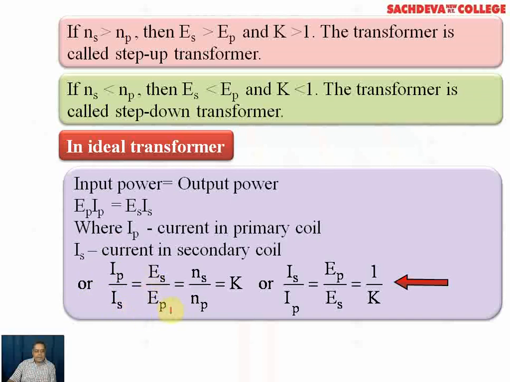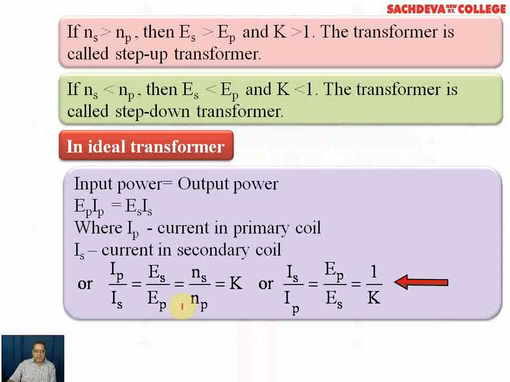But when we take Ns and Np, they are in direct proportion with Es over Ep. So we find that if the primary current is more, the secondary EMF will be more. If the secondary current is more, the primary EMF will be more. So if Ip over Is increases, Es over Ep will decrease.